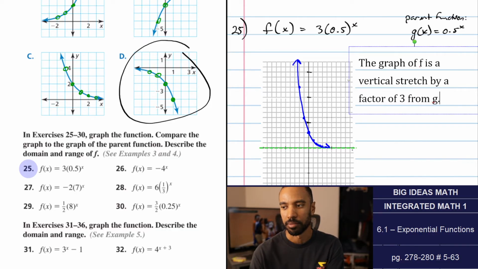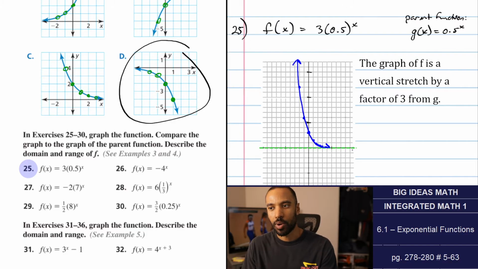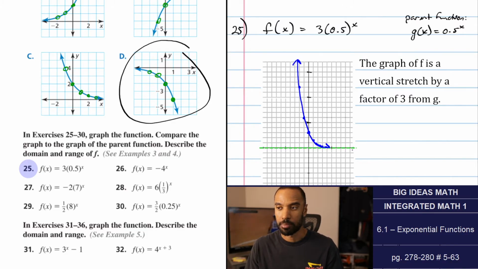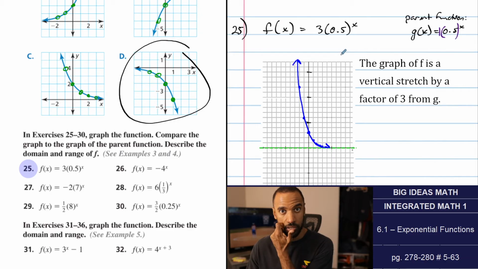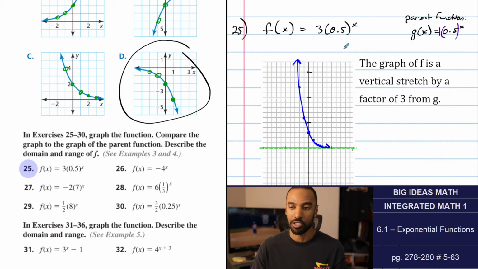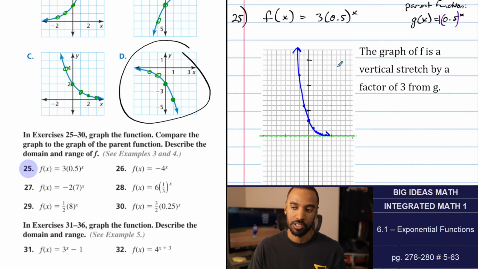From g. Now, a vertical stretch does mean it changes the y-intercept. This one would have had a y-intercept of just 1. I'm not going to truly graph it, but 1 right here, and then you take half of 1 and you double this one and you get 2 and 4 and all that stuff, and I showed that in the lecture portion before, but that is 3 times smaller at every x value for the y's than it was before.